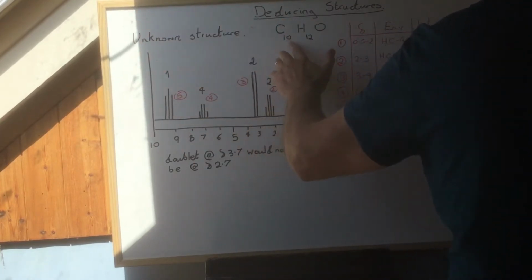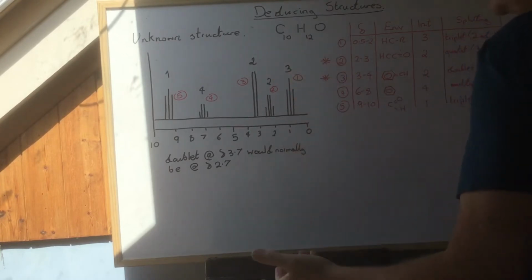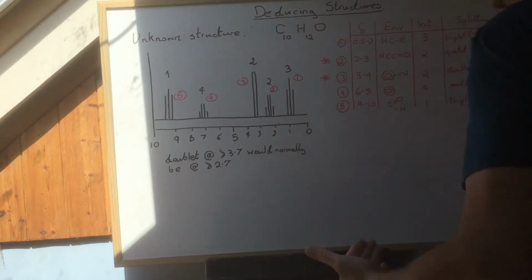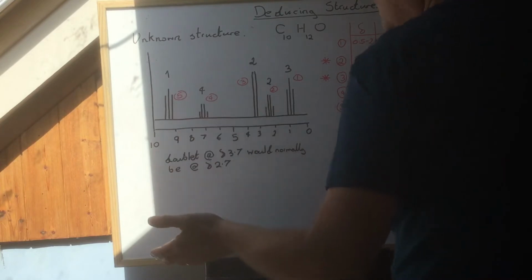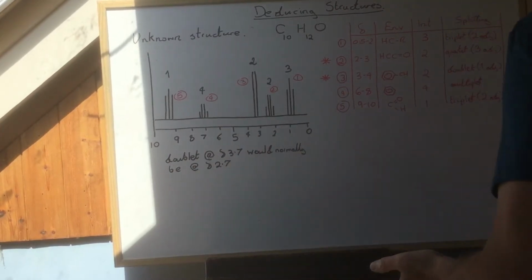Unknown structure, C10H12O. The high degree of unsaturation suggests a benzene ring, and one O in it would suggest an aldehyde or a ketone, not an alcohol group. Those are special cases which I will hope to quickly sort out with you if I can.